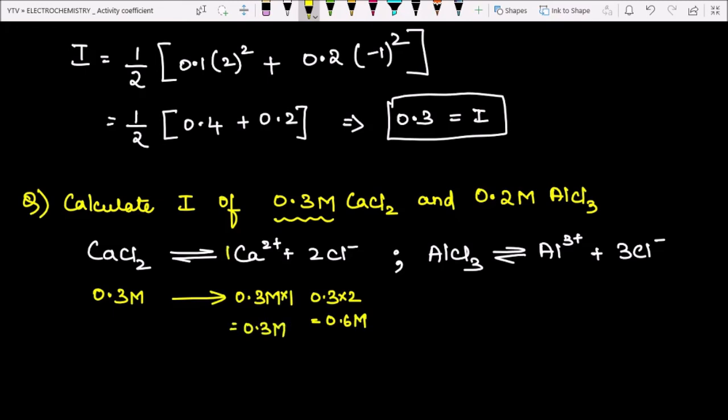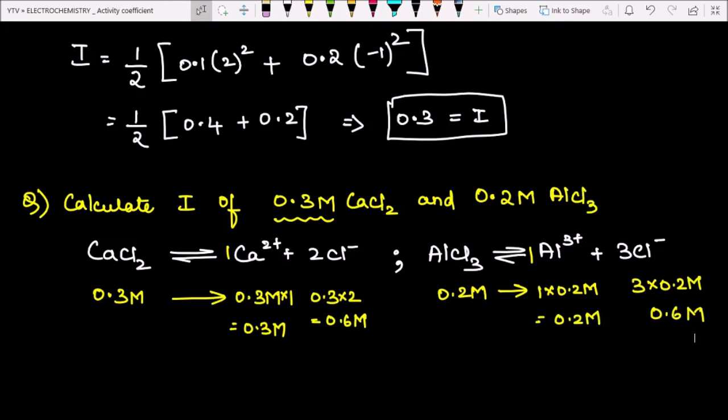Basically, you multiply it by the coefficient. Now here, what is the concentration? It is 0.2 molar. Here the coefficient is 1, so 1 into 0.2 molar, and here it is going to be 3 into 0.2 molar. Now what do you get? Here you get 0.2 molar and here you get 0.6 molar.